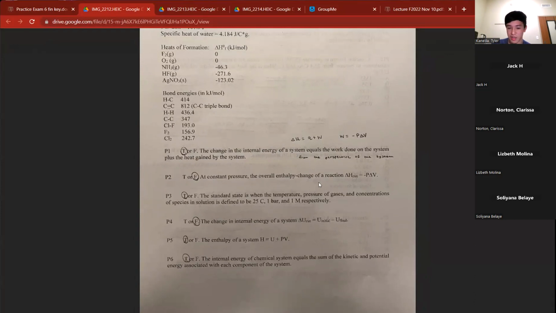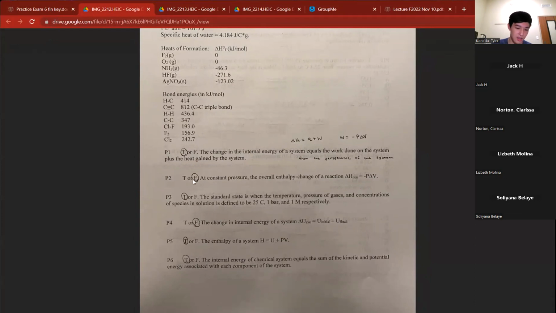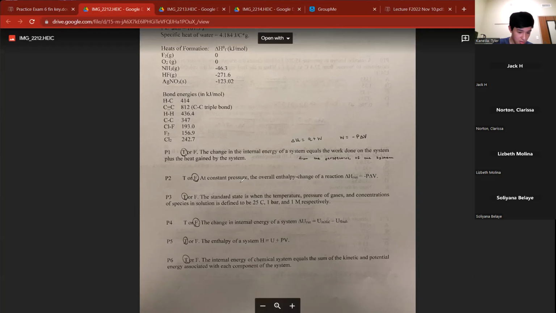Two, at constant pressure, the overall enthalpy change of reaction is this right here, and that is false because the change in enthalpy is equal to change in U plus P times delta V. Yeah, just go over the slides and you should be fine. Just memorize a few things. I'm actually not exactly sure why. I just had a feeling it was false because there's also internal energy in the equation. It's not just this right here, it's also internal energy. So that's why I think it's false.